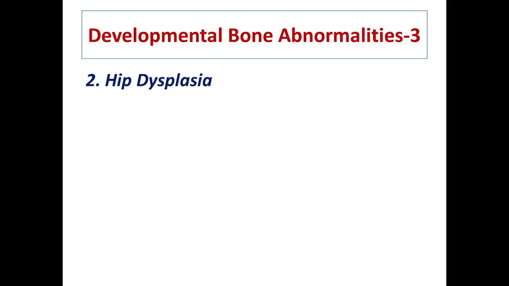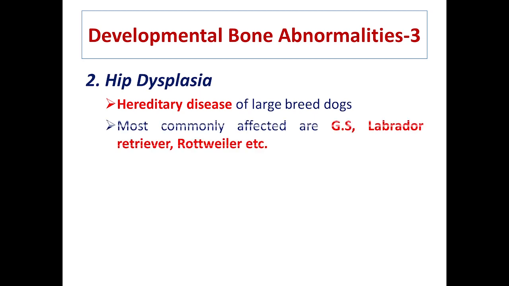Developmental joint abnormality, that is hip dysplasia. This is also a very important developmental bone abnormality in dogs. This is hereditary and related with large breed dogs like German Shepherd, Labrador, Rottweiler, and so on.